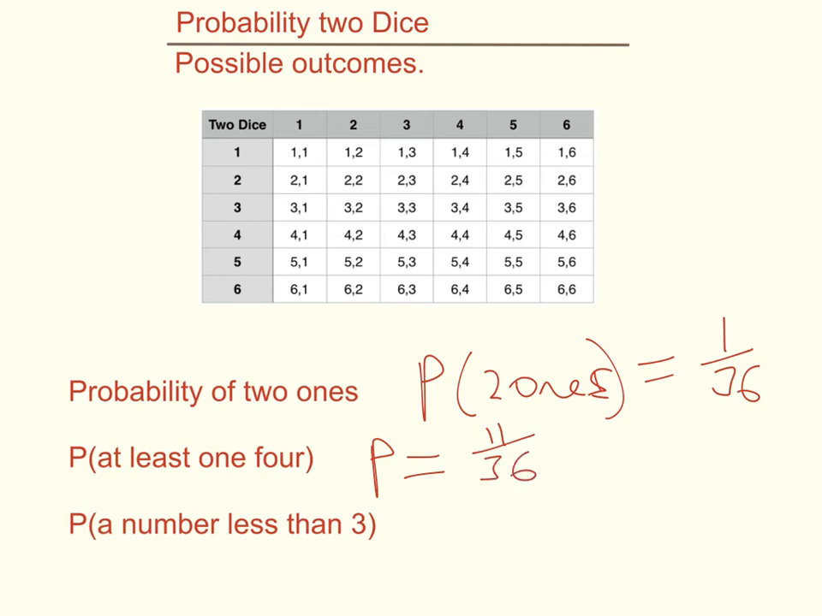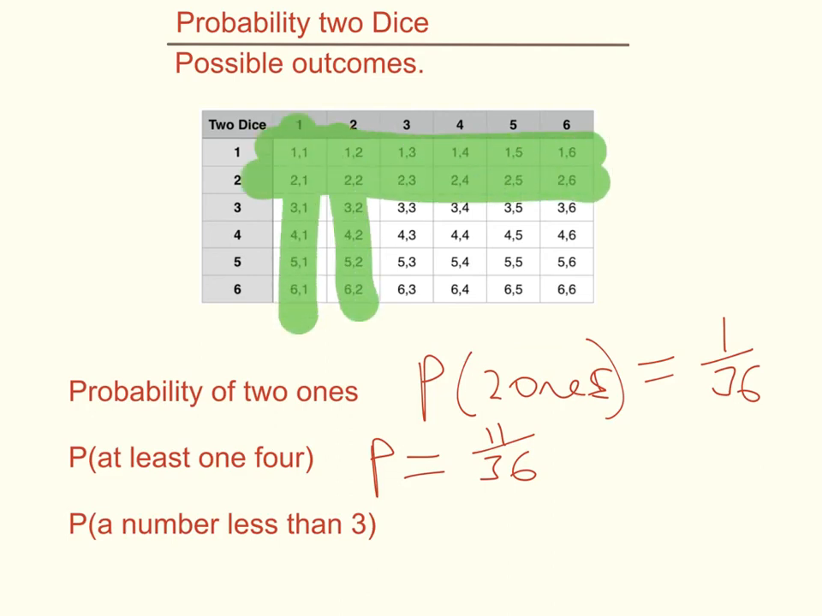And in the last one, a number less than 3, well, there's quite a few places where the number is less than 3. These two rows and these two columns all have a number in them that's less than 3. So the probability of getting that is 20 over 36, because there are 20 numbers here and there are only 16 here. That means 20 over 36 is the probability of getting a number less than 3, which turns out to be 5/9.